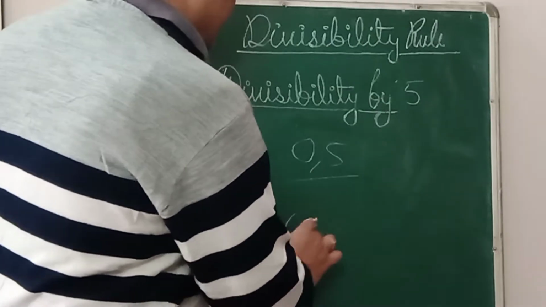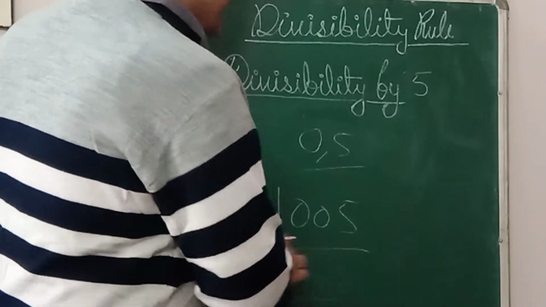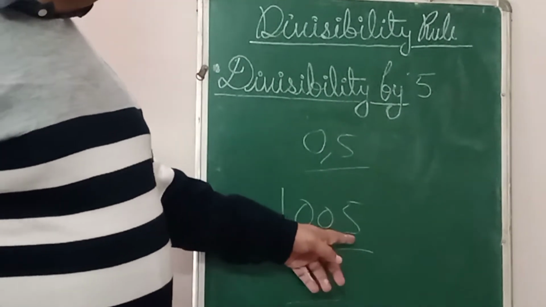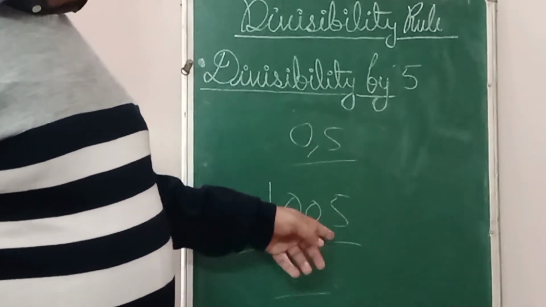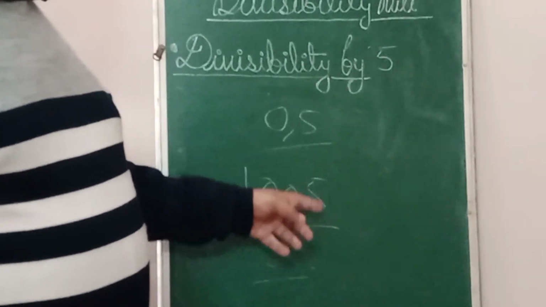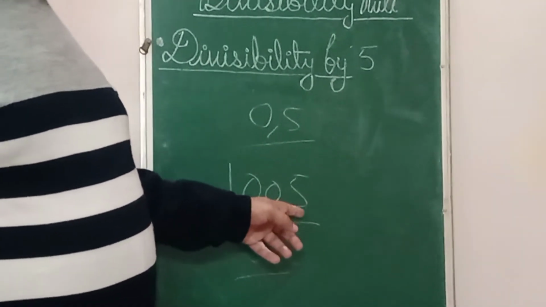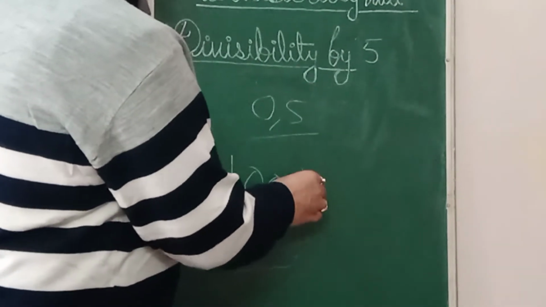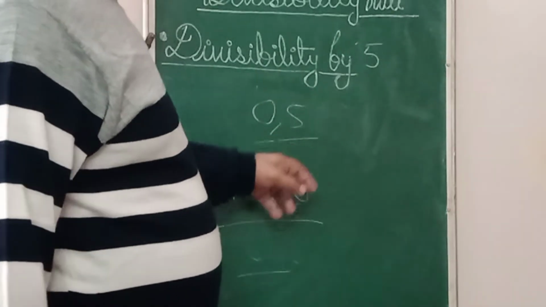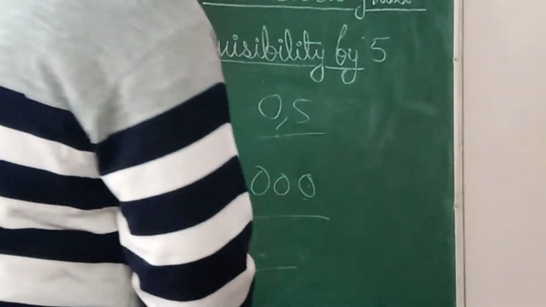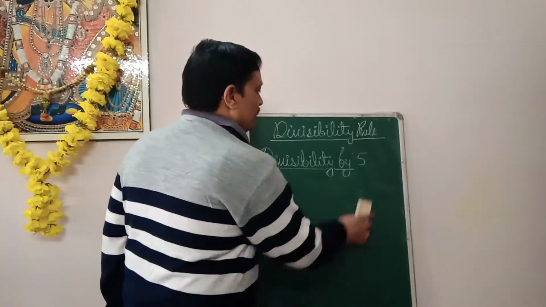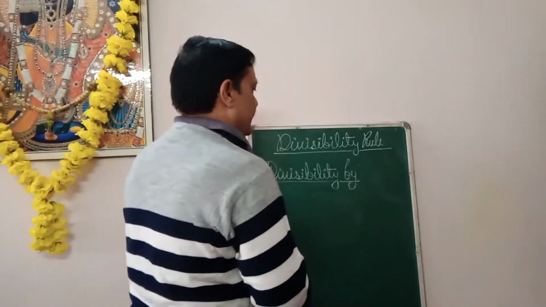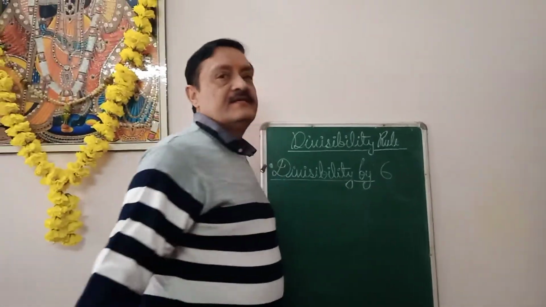Let us take one example. This is the number 1005. At unit place 5 is there, and since at unit place it has got a digit 5, so it is divisible by 5. If at unit place 0 is there, then also this is divisible by 5, and this also we understand. Now divisibility by 6.